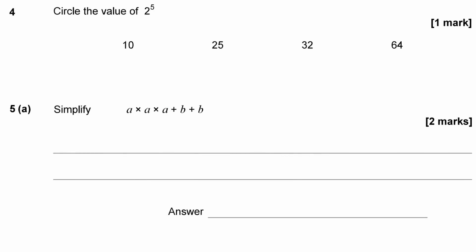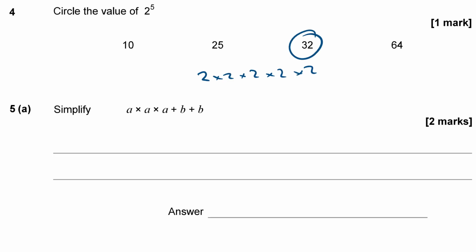Question 4. Circle the value that is 2 to the power of 5. Now 2 to the power of 5 is 2 times 2 times 2 times 2 times 2. So when you times by 2, you double it, don't you? So 2 times 2 is 4, times 2 is 8, times 2 is 16, times 2 is 32.